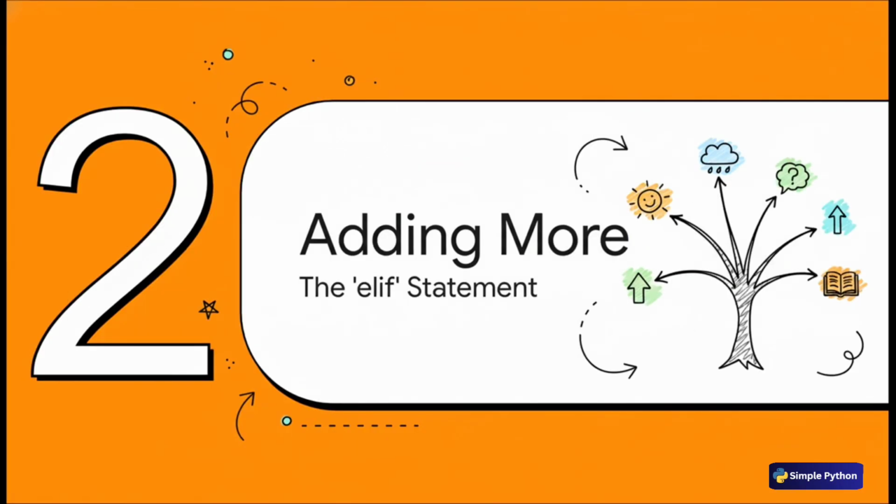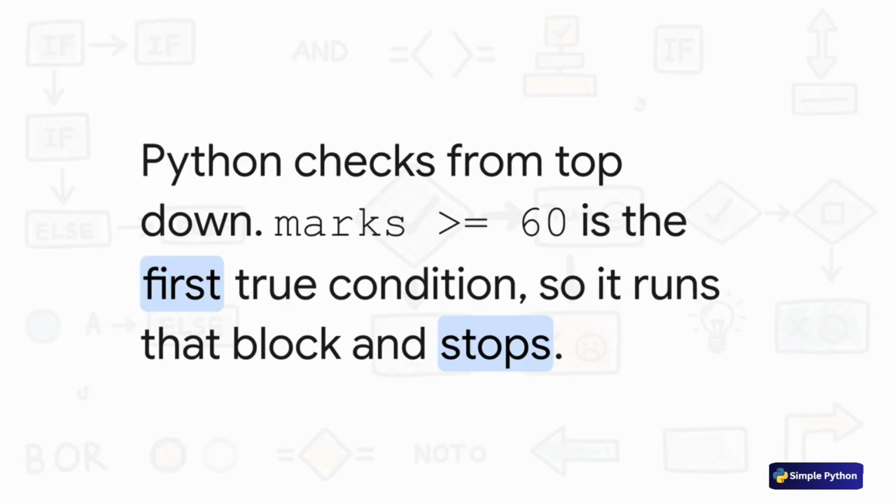But let's be real, life is rarely a simple yes or no. What if you have more than just two options? For those situations where you have multiple possible conditions to check, Python gives us the elif statement. And yep, it's just short for else if. Let's look at how this works. Python checks these conditions from the top down one by one. So let's say our marks variable is 75.